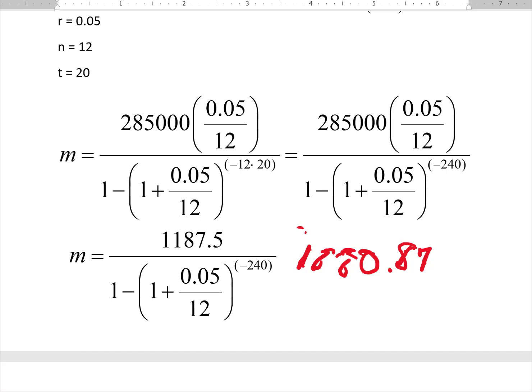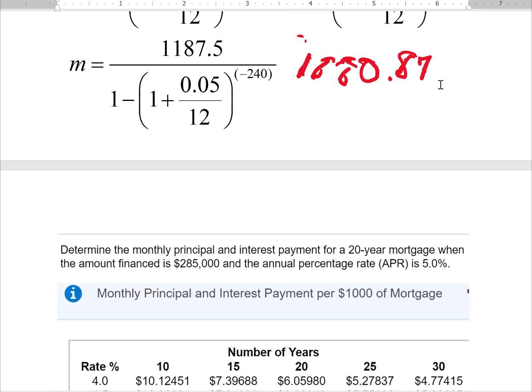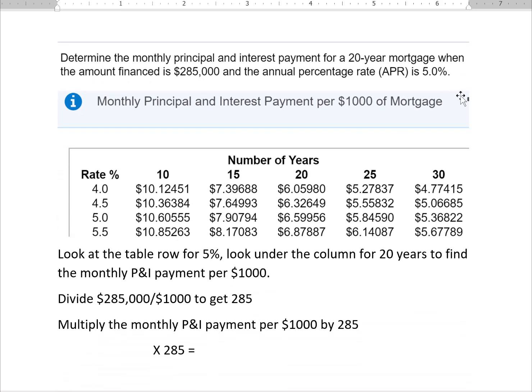Now, I'm also going to use the table to do the calculations. And so they've given me a table that shows the monthly principal and interest per $1,000 of mortgage. And I'm going to look at the row for 5%, and this is a 20-year mortgage, so I'm looking right here. And that's the multiplier I'm going to use. And then I'm going to take the $285,000 because this table is given per 1,000 of mortgage, so I need to take the mortgage amount and divide by 1,000 to get 285. I'm going to multiply 285 by that quantity shown in the table.